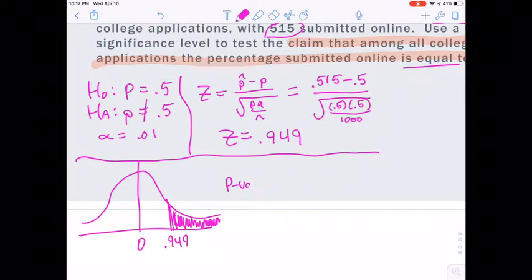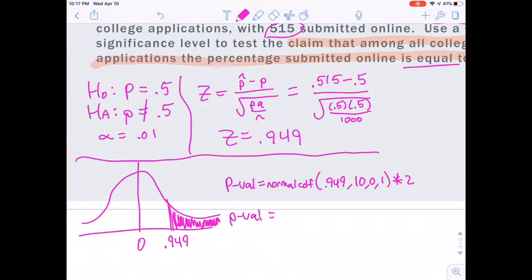So our p-value is going to equal the normal CDF. The left bound will be 0.949. The right bound will be 10, 0 and 1. And then we're going to multiply that result by 2. You have to double. It's a two-tailed test when you're not equal to, so we have to double here. Okay, that's going to give us a p-value of, and we'll go to the calculator for this, times 2, 0.343.